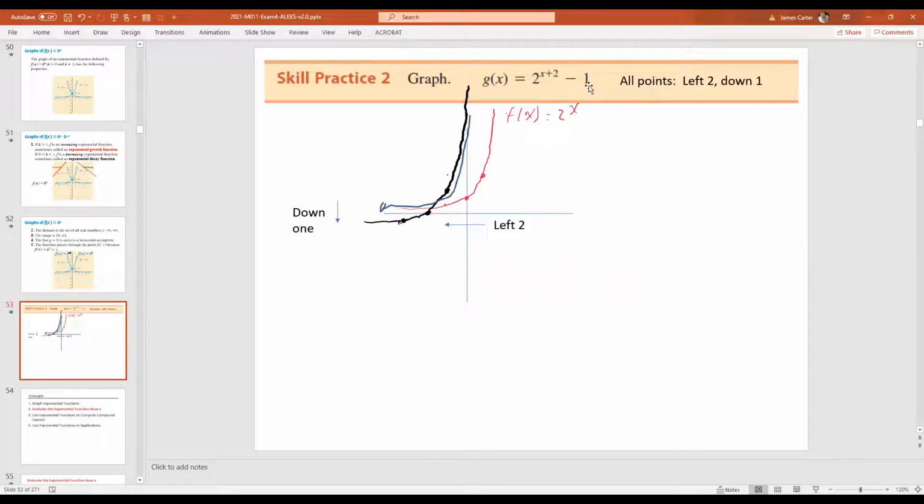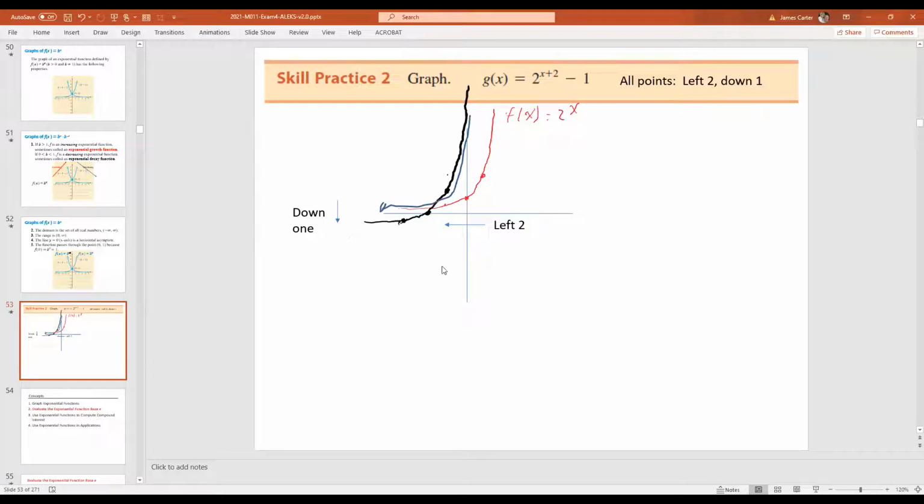Now, here's one we're going to do the transformations on. First, we're going to shift it 2 places to the left. So I take this red graph and I shift it 2 places to the left. That's this blue line right here. Then I'm going to take it down 1. So I take all of these points in this one and I shift them down 1. Okay, this one and this one.